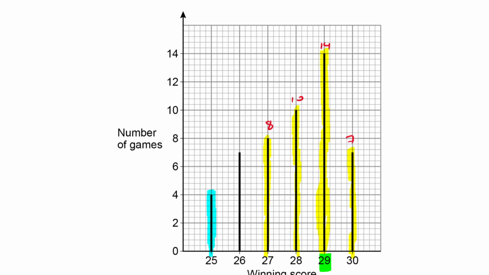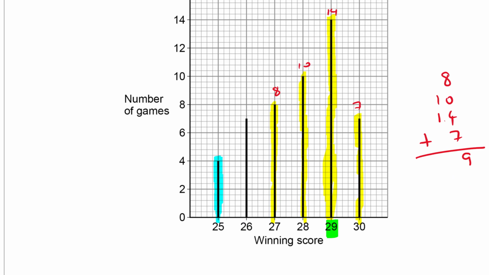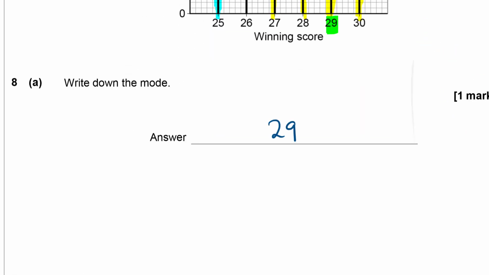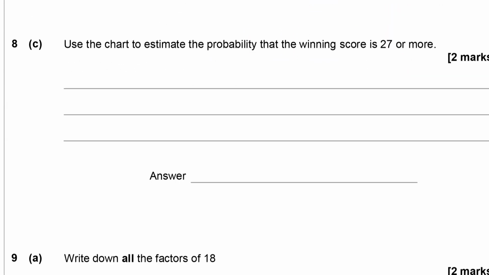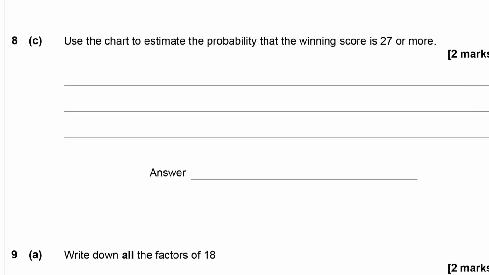So how many outcomes are successful here then? It's going to be 8, 10, 14, and 7. What does that add up to? 8 and 10 is 18, and 14 is 32, and 7 more makes 39. So our answer is 39 out of 50.